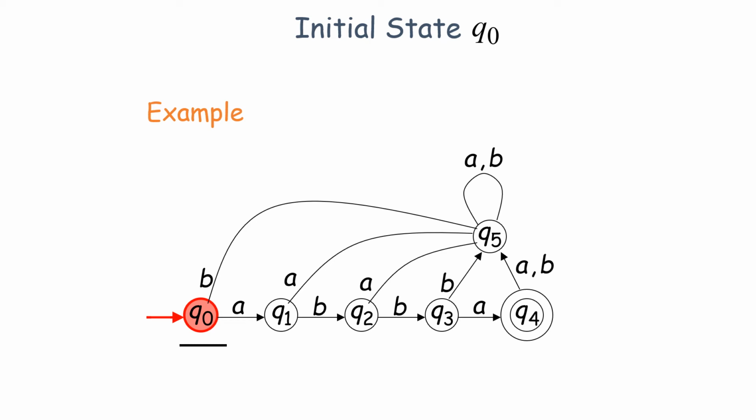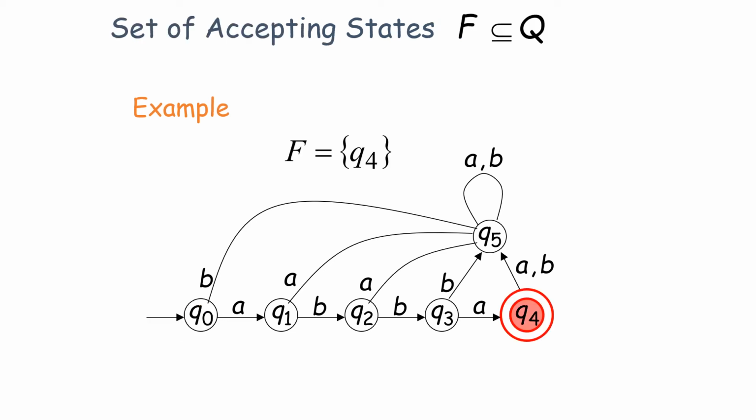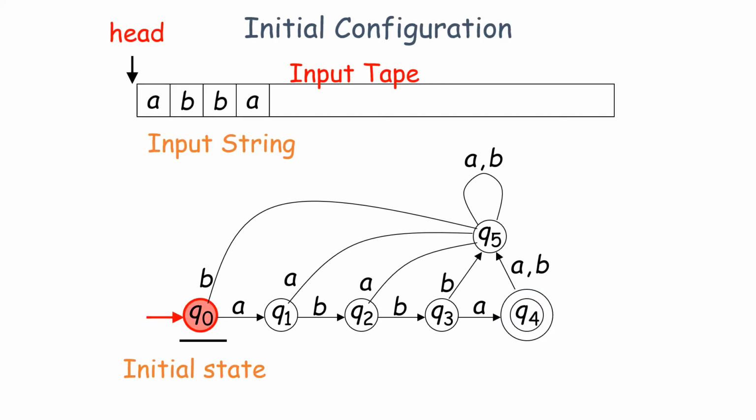Now we are seeing that initial state. What is the initial state of this diagram? Q0, because that is what we represent with the arrow mark as the initial state. Next we are going to see about F, that is the final state. Which one is the final state of this diagram? Q4. So we mention Q4 as the final state.